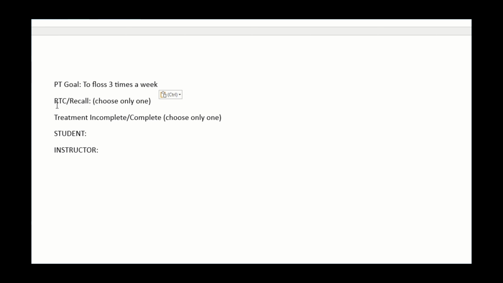Then here, RTC means return to clinic or a recall. A return to clinic is when a patient is still in a series, meaning maybe you did the initial assessment and you didn't get the teeth cleaned, or maybe the patient is coming back for something else that you need to see the patient for. But because I completed the patient, meaning I put fluoride on their teeth, I'm going to create a recall. And I'm going to see this patient every 6 months.